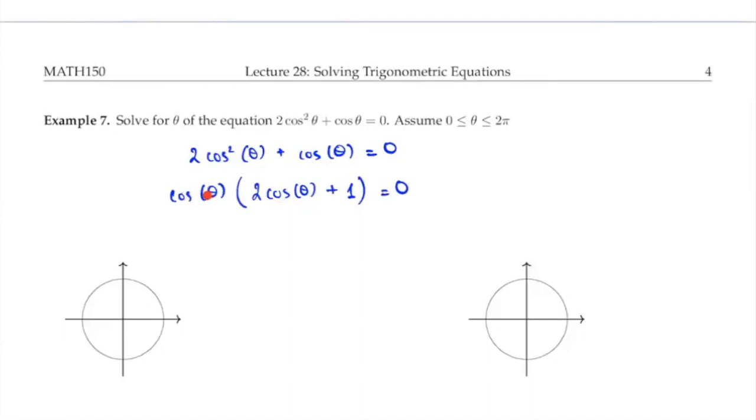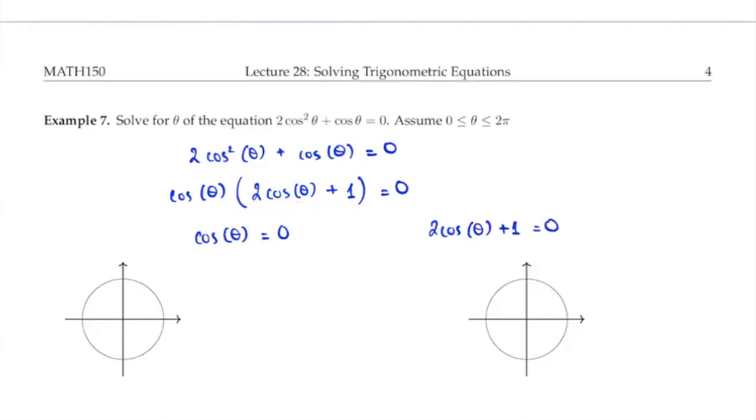After taking out cosine of theta, the first term still has 2 times cosine of theta, and the second term only has 1, because cosine of theta times 1. Now here is the product of two terms, cosine of theta and 2 times cosine of theta plus 1, equal to 0, and therefore you get two equations: cosine of theta equal to 0, or 2 times cosine of theta plus 1 equal to 0. And you're going to solve these two equations simultaneously.